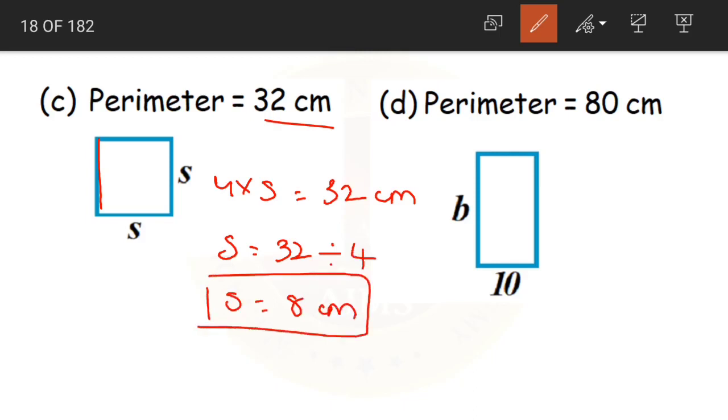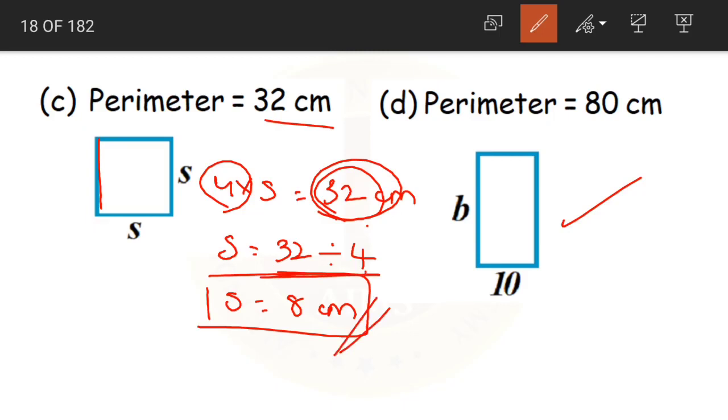Yes, finding the side of a square is a little bit easier when compared to finding the side of the rectangle. We just have to divide the perimeter by 4. Divide the perimeter by 4, we will get the length of the side. So here S is equal to 8 centimeters.